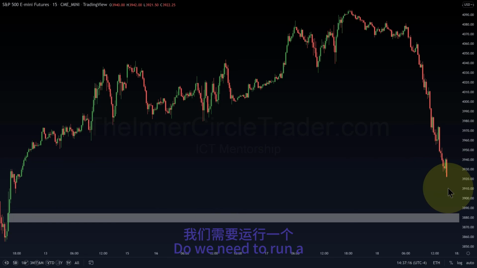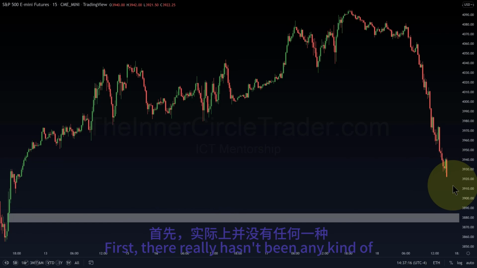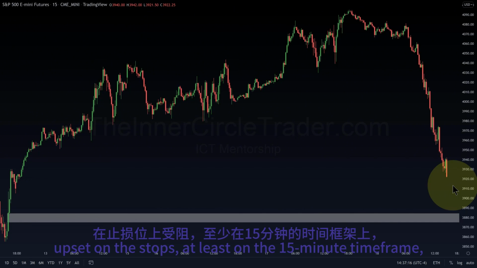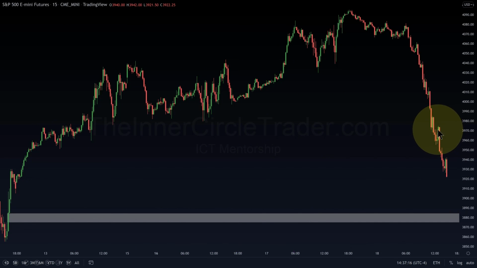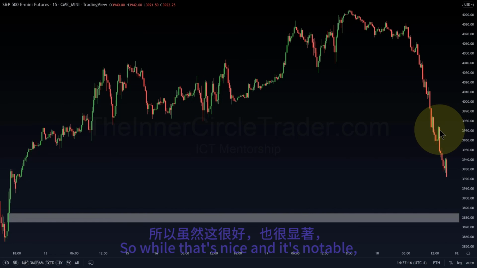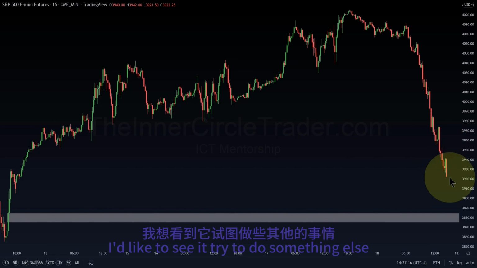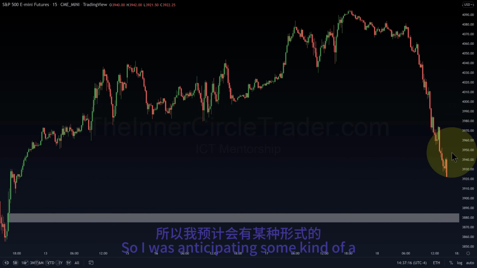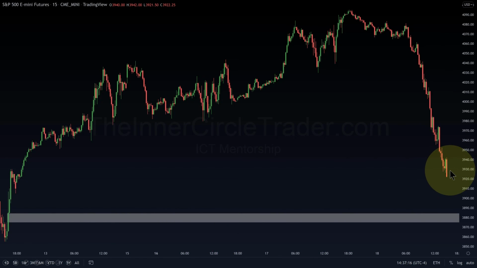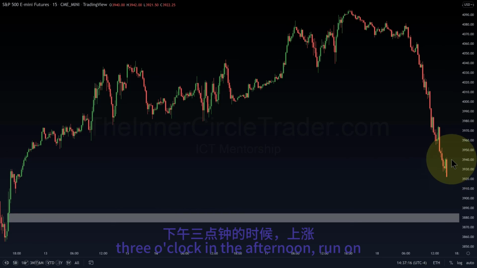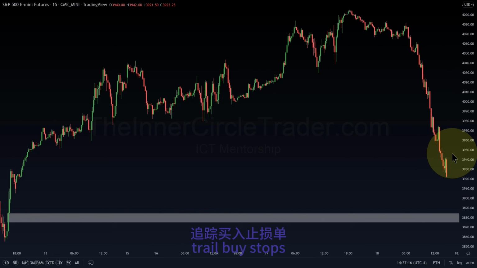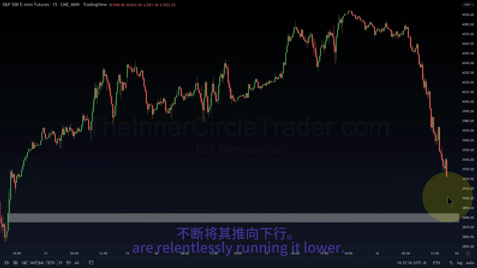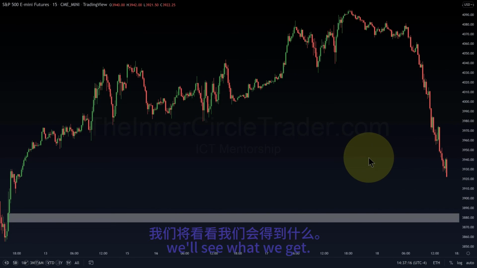Do we need to run a little bit higher first? There really hasn't been any kind of upset on the stops, at least on the 15-minute time frame, except for this one in here. So while that's nice and it's notable, I'd like to see it try to do something else because it's fallen off a lot today. So I was anticipating some kind of a 2 o'clock in the afternoon, 3 o'clock in the afternoon run on trailed buy stops for short holders. They're just relentlessly running it lower. So we'll see what we get.